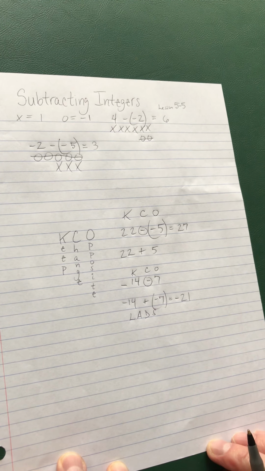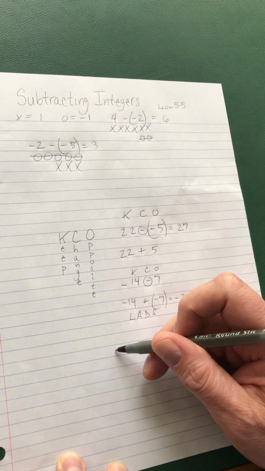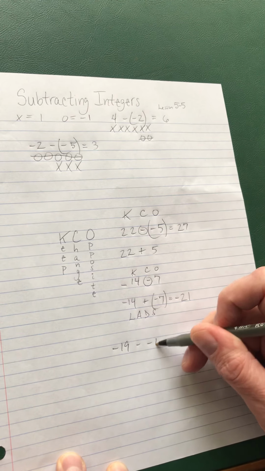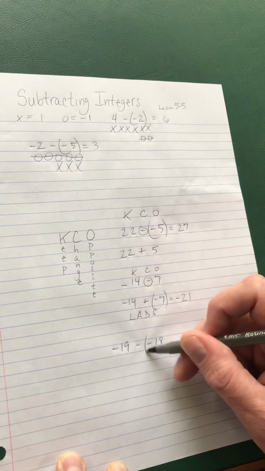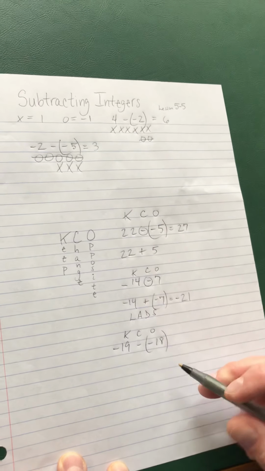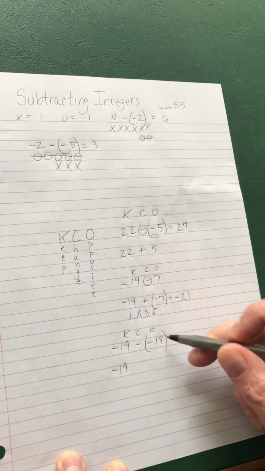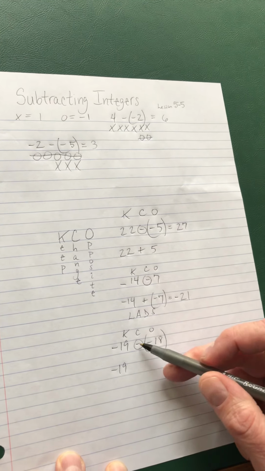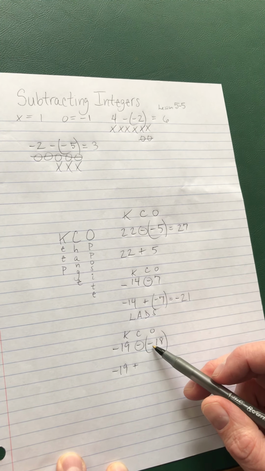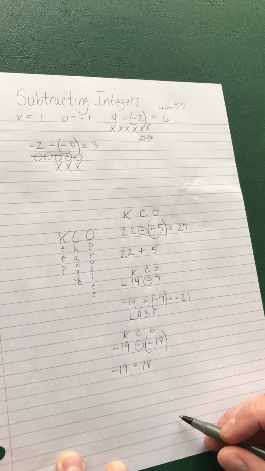Last one. Let's go negative 19 minus negative 18, okay? So again, you want to write that down every single time, KCO. We're going to keep the negative 19. We're going to change the subtraction to addition. And then the opposite of negative 18 is positive 18.